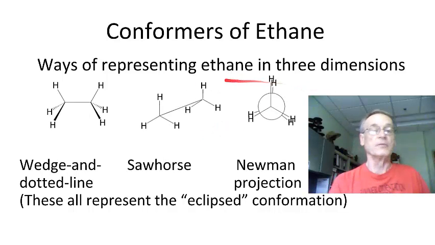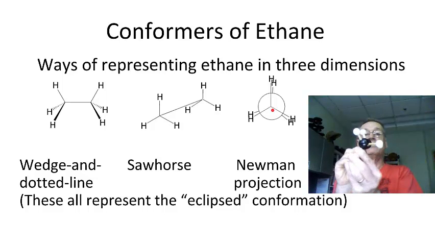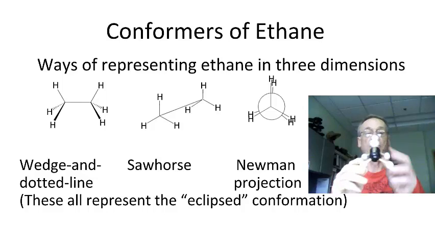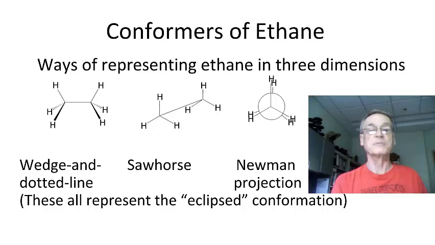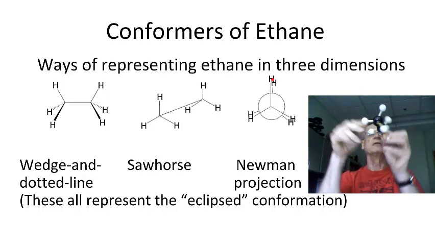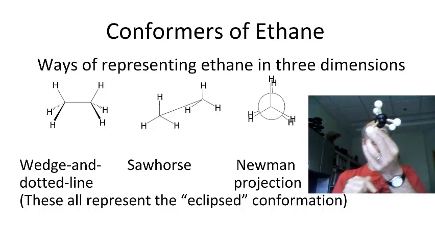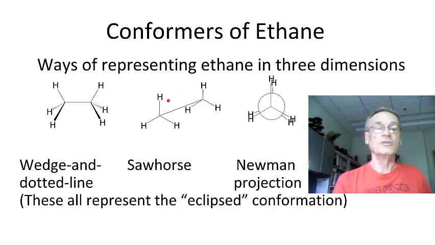On the other hand, we have these 3, again a wedge and dotted line diagram, a sawhorse diagram, and a Newman projection. And then this is the ball and stick model of this particular conformation. This is what's called eclipsed, because you notice the hydrogen in front is eclipsing the hydrogen in back. One is essentially hiding behind the other, just like the moon hides behind the earth when an eclipse of the moon happens.